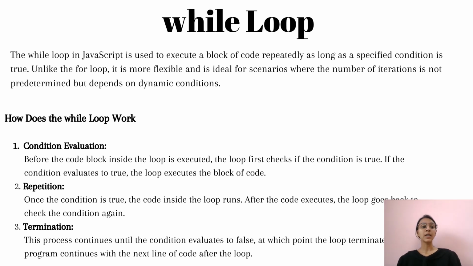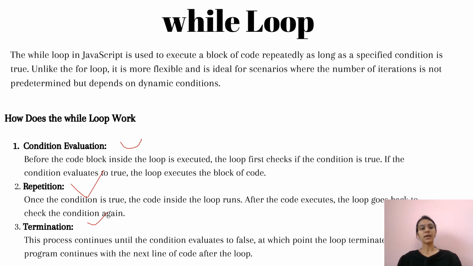It basically includes 3 steps: condition evaluation, repetition, termination. Condition evaluation. Before the code block inside the loop is executed, the loop first checks if the condition is true. If the condition evaluates to true, the loop executes the block of code.